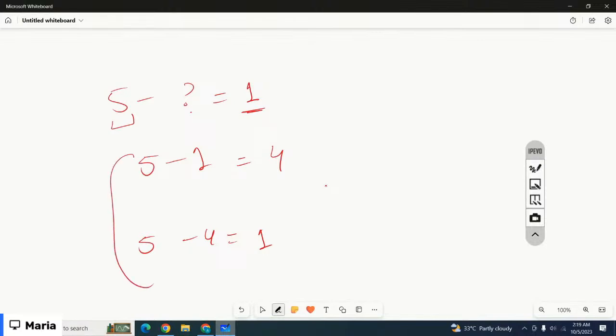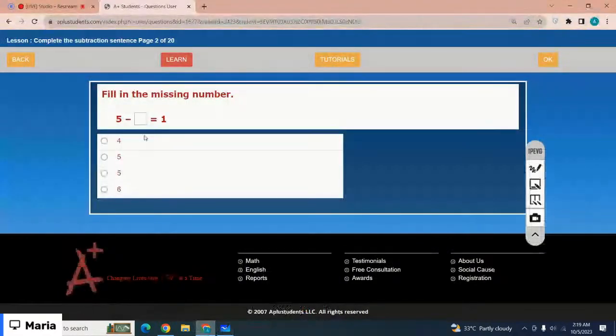So those are the subtraction facts. Just replace the number right here. 1 is here and 4 is here. Here 4 is here and 1 is here, right? That is a subtraction fact. You just replace the value. If you just swap the numbers, that is the answer, right? So that is 5 take away 4 is 1. So the missing number is 4, right?